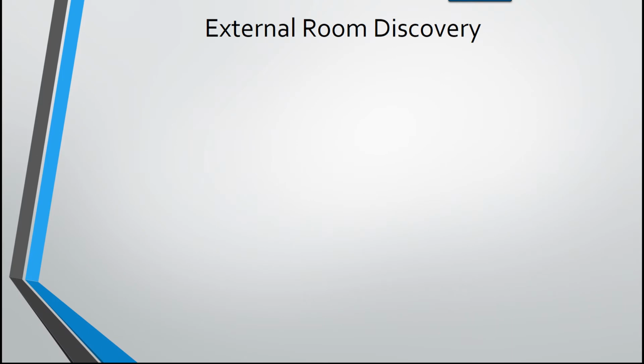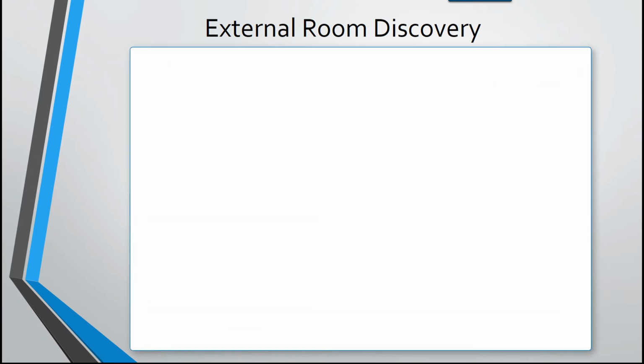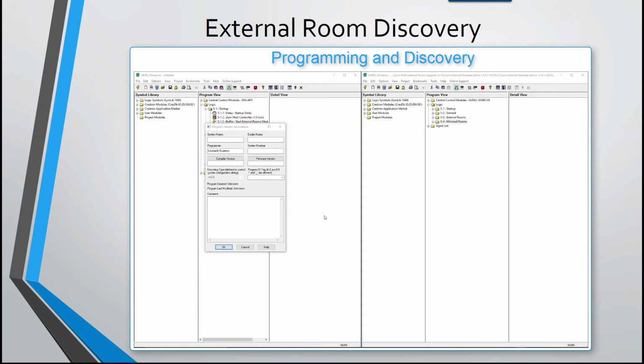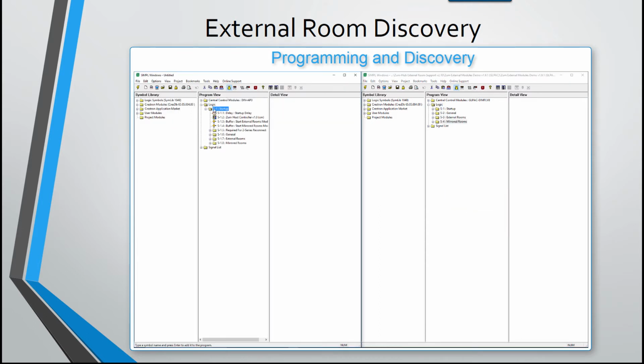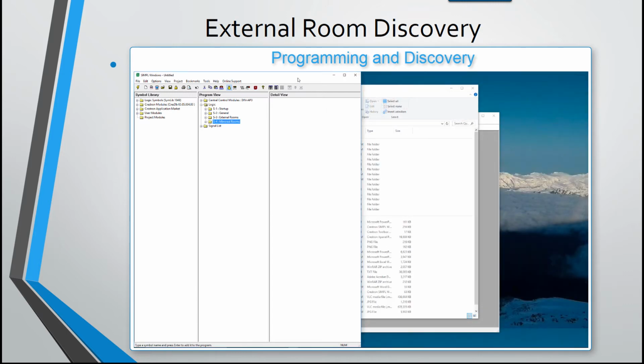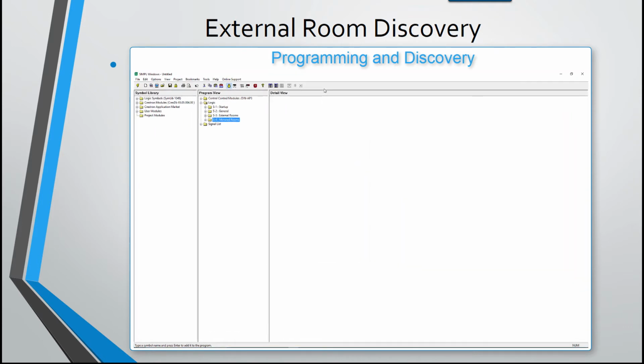Let's take a look at programming with and discovering the external room module. So we will build a new program using a DIN-AP3. I will use as a base the external modules demo program. We'll just copy the logic over to the new program. Got our startup, general, external, and mirror rooms. So we have our logic copied over. We no longer need this. We can open up our main program.